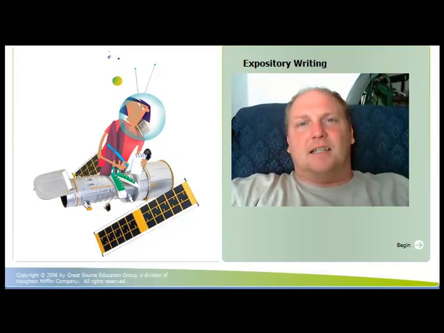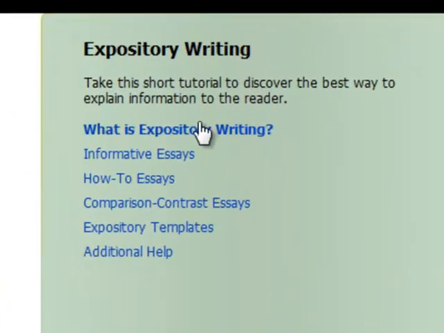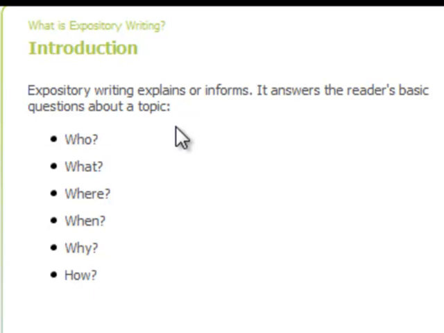Kids, today's lesson is expository writing, and I'm going to go over a few different types of expository writing. So let's first define expository writing. Expository writing explains or informs. It answers the reader's basic questions about a topic, such as who, what, when, where, why, and how. We've heard those questions before because those are also the journalistic questions that we ask when writing a newspaper article.